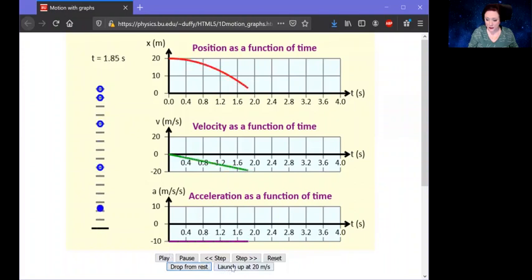If we now look at this from the point of view of a ball that starts at the ground, launches upwards and comes back down, we can see that it goes from the ground up to 20 meters high and then comes back down again.